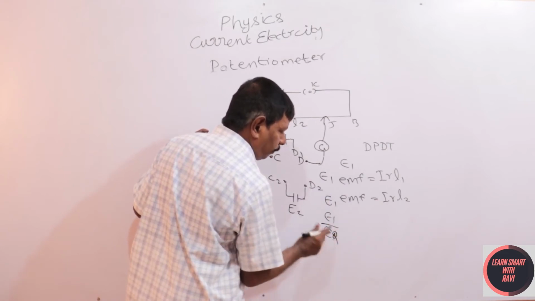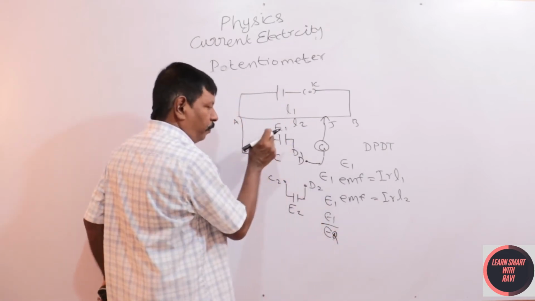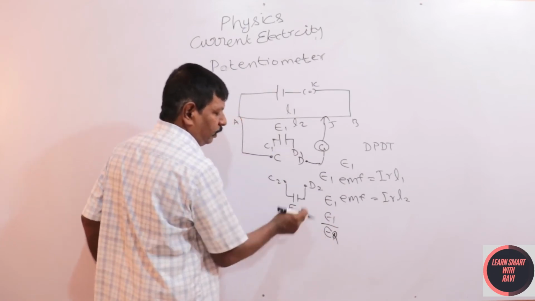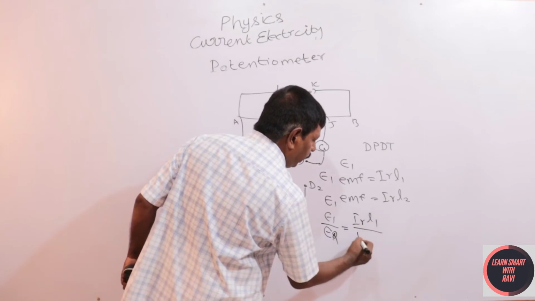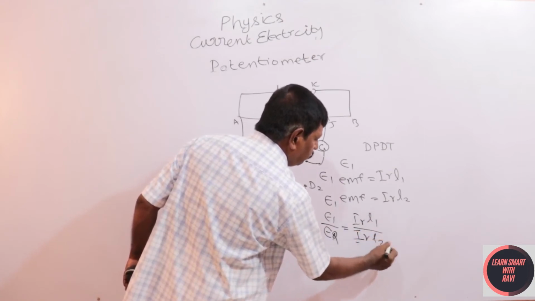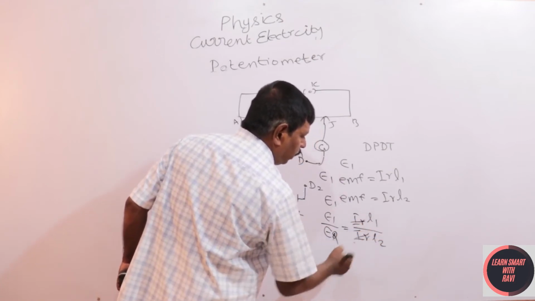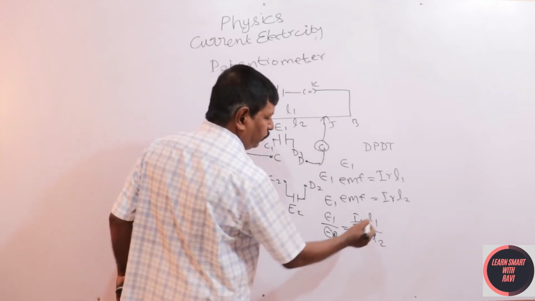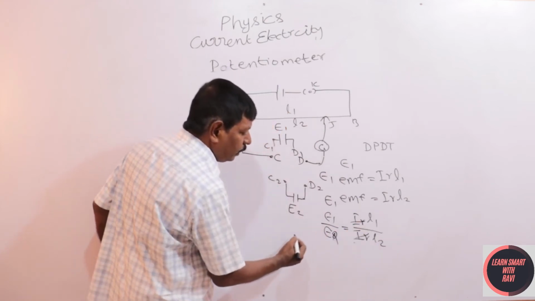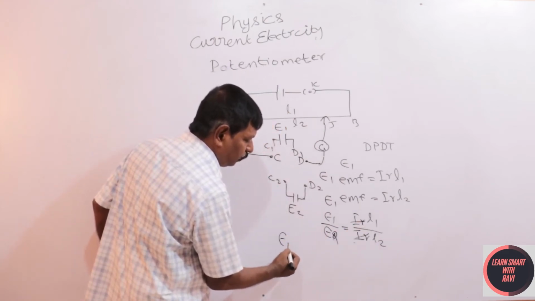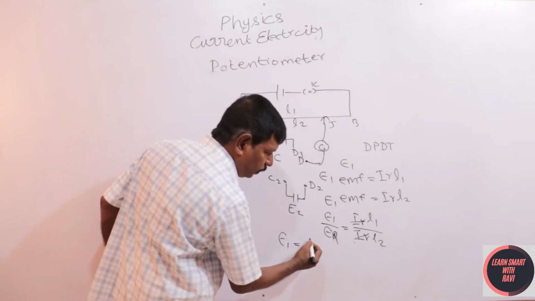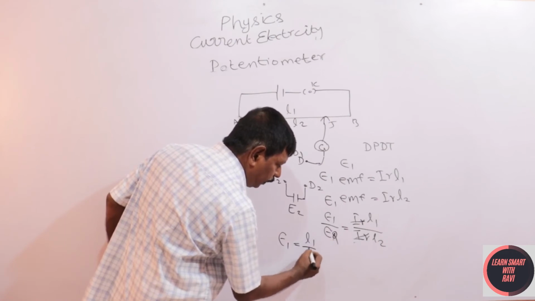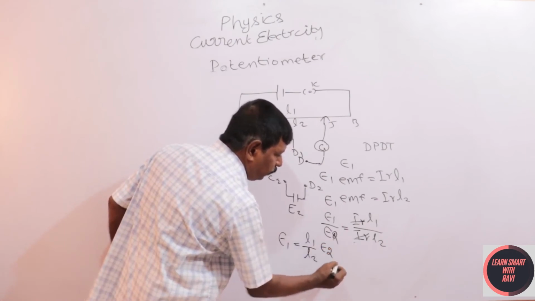So E1 by E2, the EMF of the first cell and the EMF of the second cell, is equal to I R L1 by I R L2. இந்த IR ரெண்டையும் கேன்சல் பண்ணிட்டு E1 by E2 is equal to L1 by L2. Therefore the electromotive force of the primary cell, இது secondary cell, E1 is equal to L1 by L2 into E2.